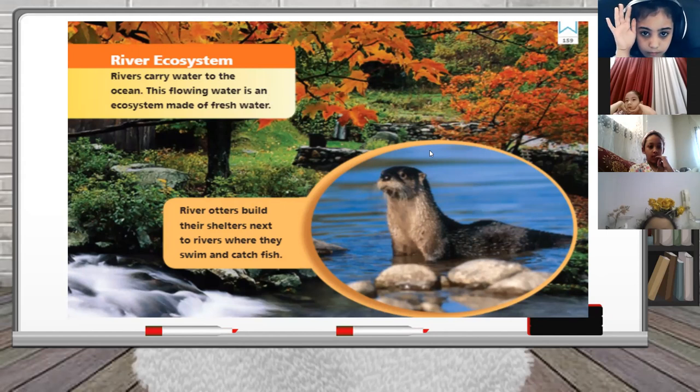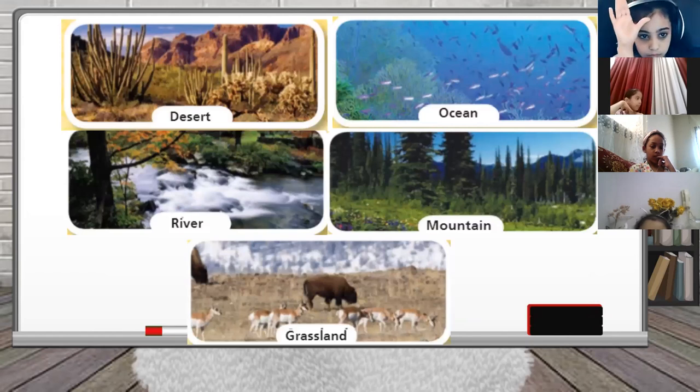So this otter lives near the river. Why? It will make its shelter over there so it can find or catch its food easily. So we talked about the desert, the ocean, the river, the mountain ecosystems. There are more, guys. There are a lot more. But also there is a grassland ecosystem.